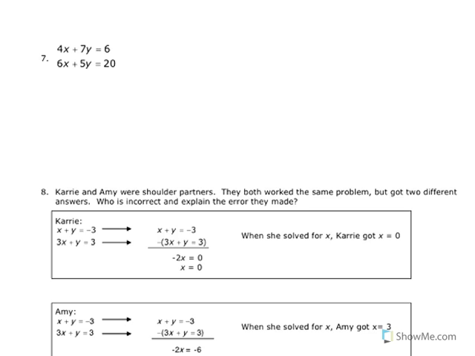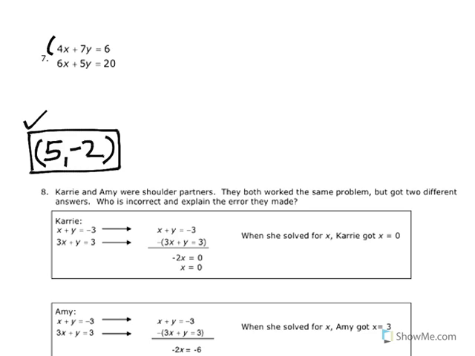Okay, why don't you try number 7 without my help? See if you can do it. I want you to hit pause, look it over, see if you can make a plan for eliminating one of the variables. And then you can check your solution at the end. Okay, so here's the solution, 5 comma negative 2. If that's what you got, then you can just fast forward through what I'm going to show right now. And if you did not get 5, negative 2, then watch me work the problem.